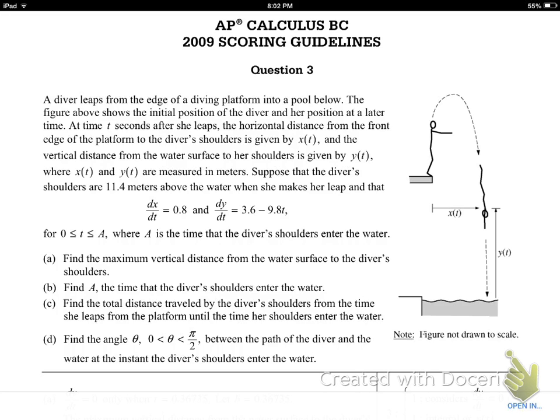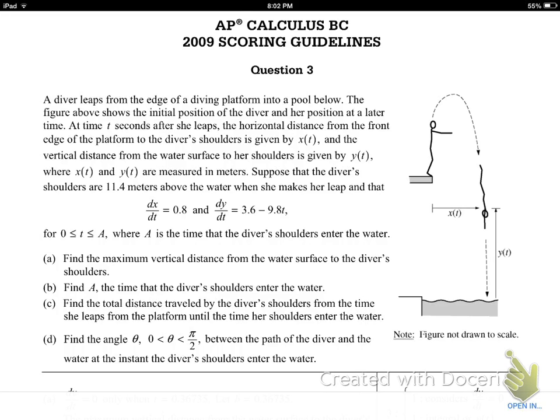Suppose that the diver's shoulders are 11.4 meters above the water when she makes her leap, and that dx/dt is 0.8 and dy/dt is 3.6 minus 9.8t, for t between 0 and a, where a is the time the diver's shoulders enter the water.